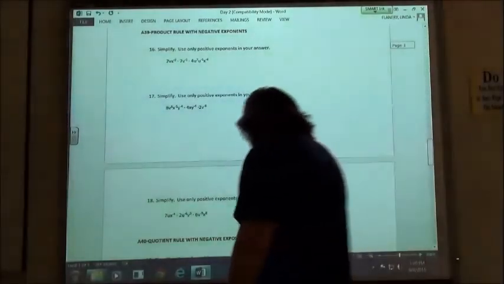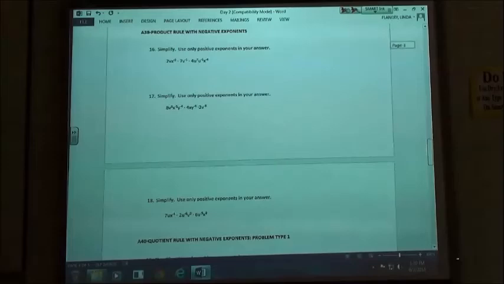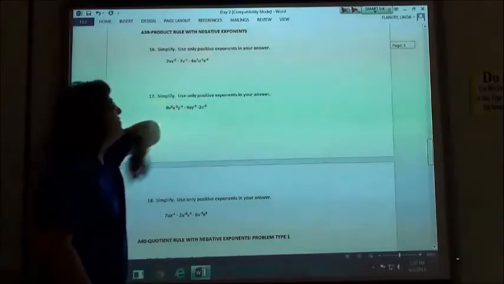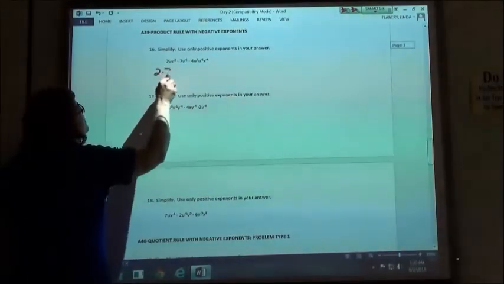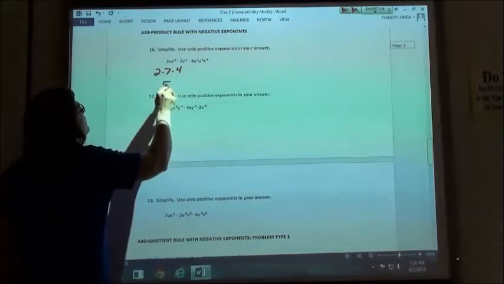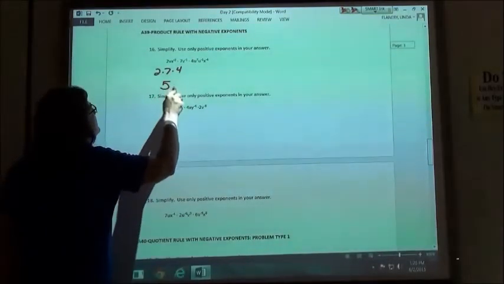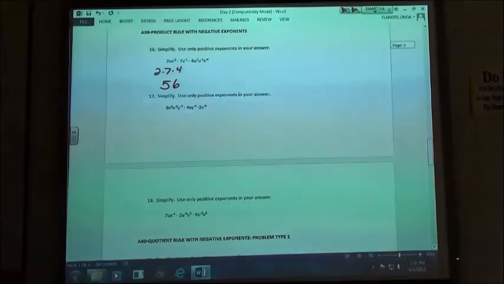Product rule with negative exponents pretty much looks like the product rule with positive exponents. My rules are the same. I'm going to multiply all the coefficients together, add the exponents, and then write using only positive exponents in my answer, so I'd probably get rid of those last. Multiplying this out, 2 times 7 times 4 must be 56. And then I'm going to do my variables.